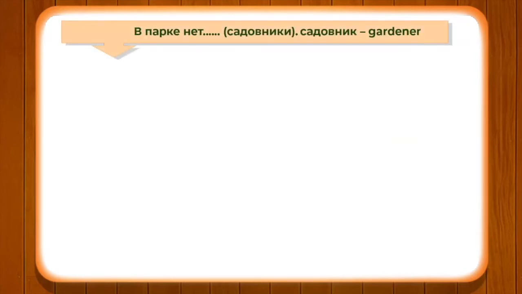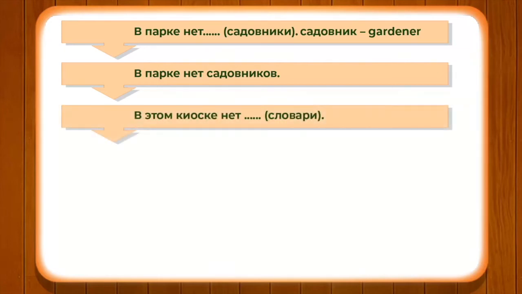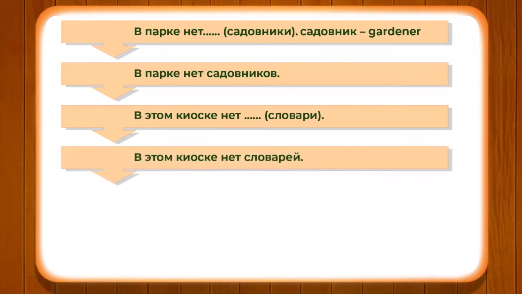Please pay attention to the model: в парке нет (садовники). Садовник, which means gardener, changes into в парке нет садовников, because in nominative садовники is the plural of садовник, and when we put negation, it changes into нет садовников. The second one is в этом киоске нет словарей. Словари means dictionaries, so it would be нет словарей.